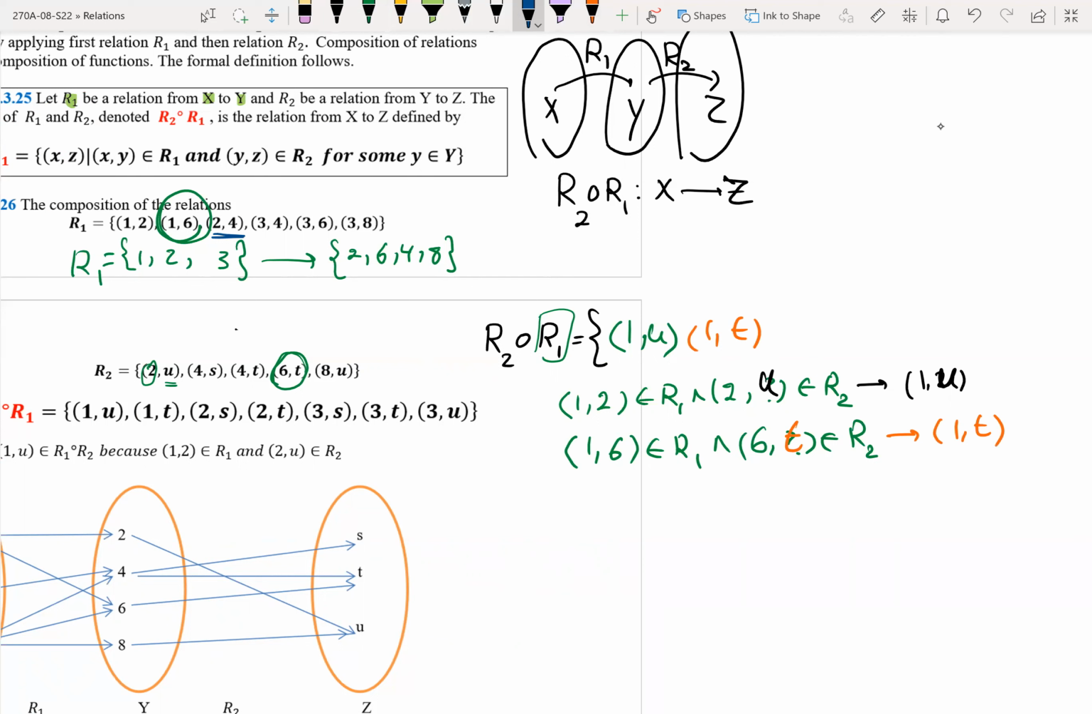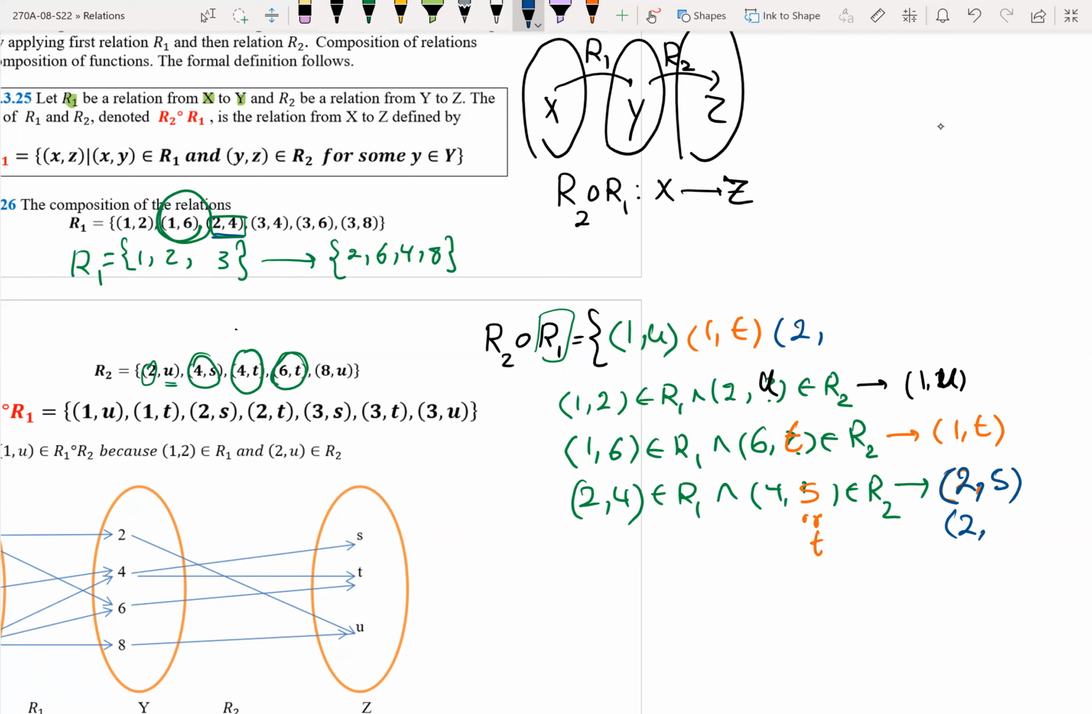Next term is 2. So you have a 2 right over here. So by this one, 2 is transferred to the 4 by relation number 1. So 4 is transferred to what by relation number 2? Actually, we have 2 possibilities. Either transfer to the S or T. So then you can have 2 and S, or you can have 2 and T. So 2 and S, 2 and T. Is that okay?